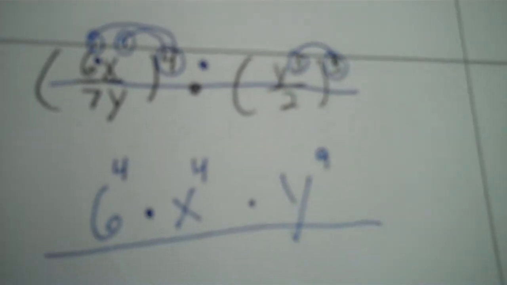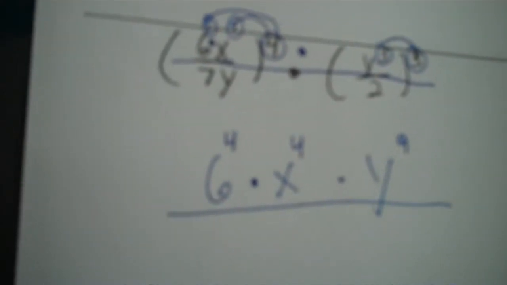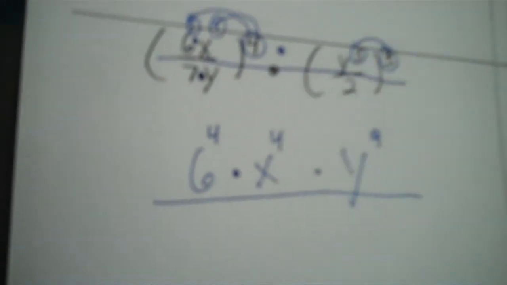X is to the 1 power. Is it in a parentheses? Yes. 1 times 4 is 4. Now I go find my y. It's to the third power. Is it in parentheses? Yes. 3 times 3 is 9. Okay? Now that's the top, but now I have a bottom half. So I put in my operators. 7 times y times 2. Okay?